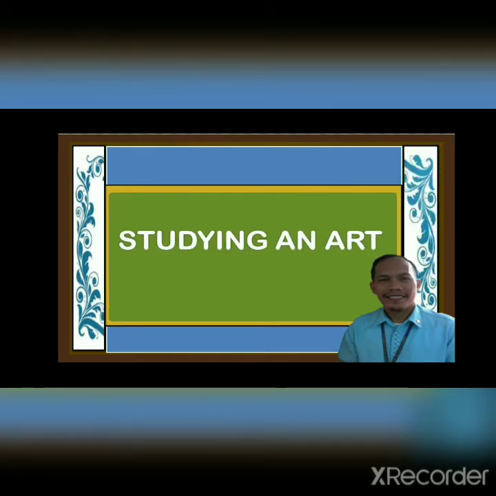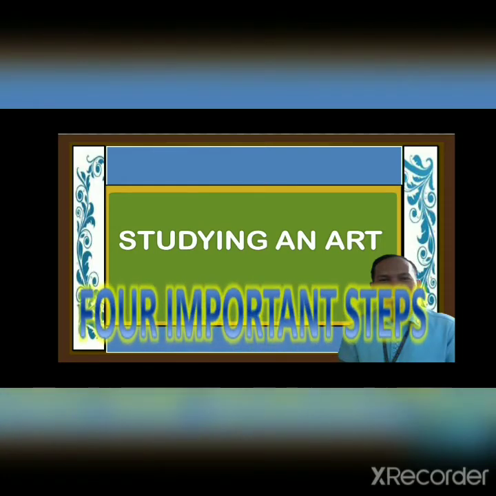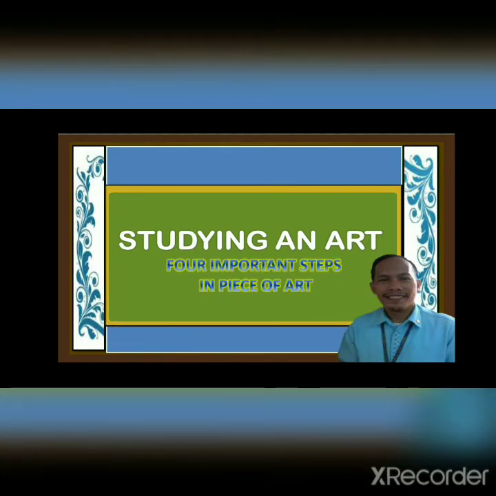Let's talk about how to study an art. There are four important steps in judging a piece of art. The process of studying, understanding, and judging an artwork is called art criticism. There are four important steps that art critics take to judge a piece of art. These are describing, analyzing, interpreting, and judging.